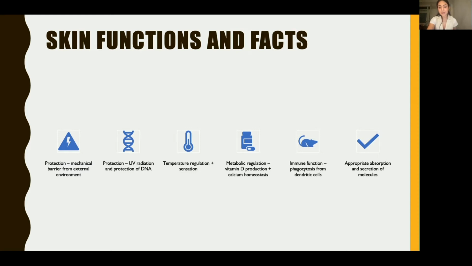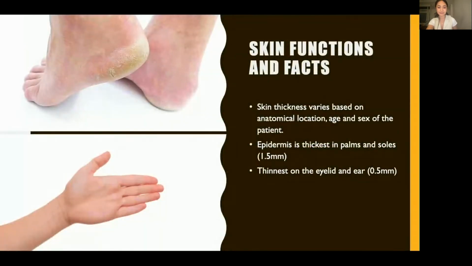Something you might not think about a lot is that the skin helps us choose what to absorb and what to secrete. Obviously we secrete things like sebum, but also things like patches, so nicotine patches, estrogen patches. Our skin is essentially a gateway of what's going in and what's going out. Okay, next slide. So skin thickness varies based on anatomical location, age of a patient, and sex of the patient.